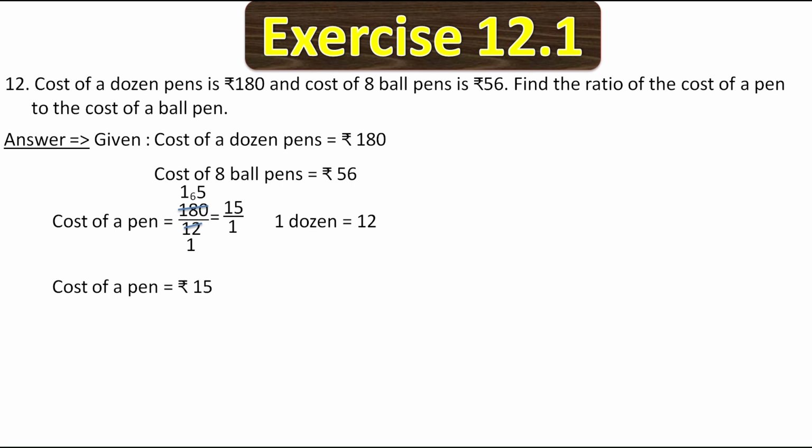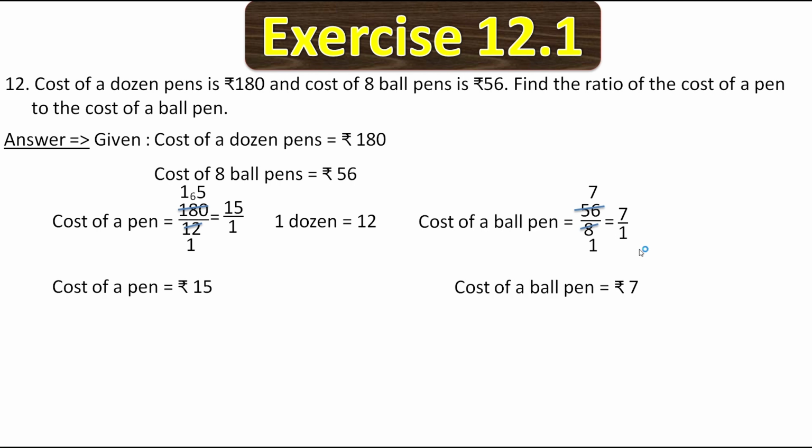Now here for 8 ball pens, they have told us rupees 56. Therefore, to find the cost for one ball pen, we have to divide 56 by 8. So here 8 ones are 8, 8 sevens are 56. Therefore, one ball pen costs rupees 7.